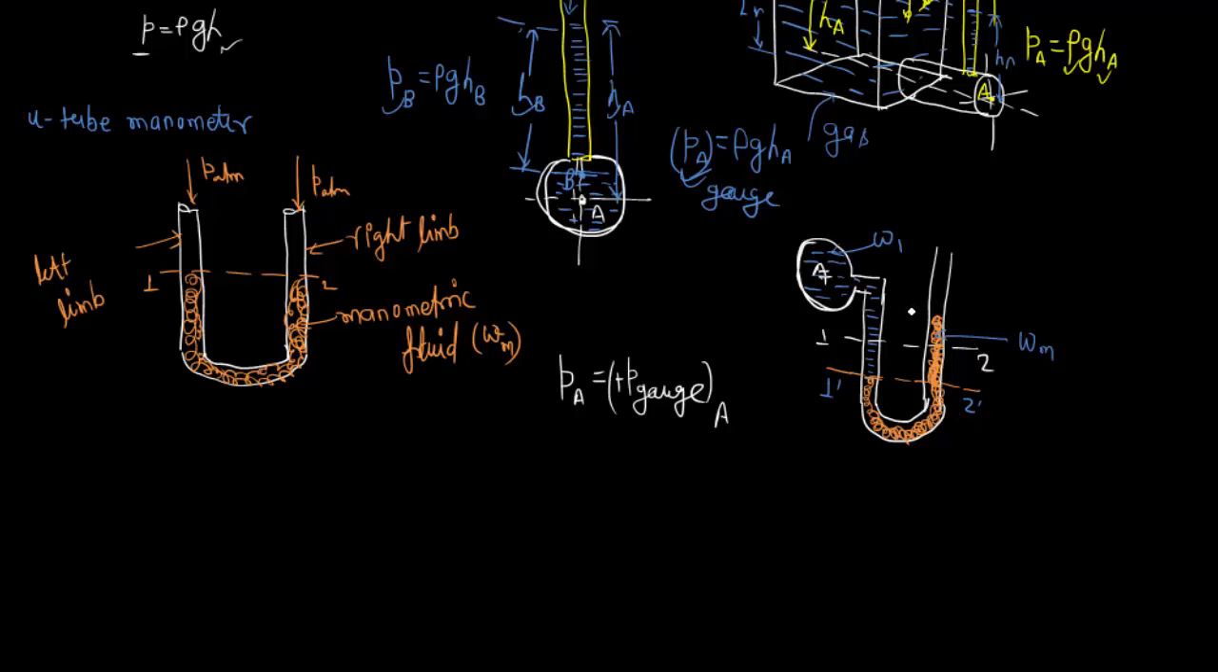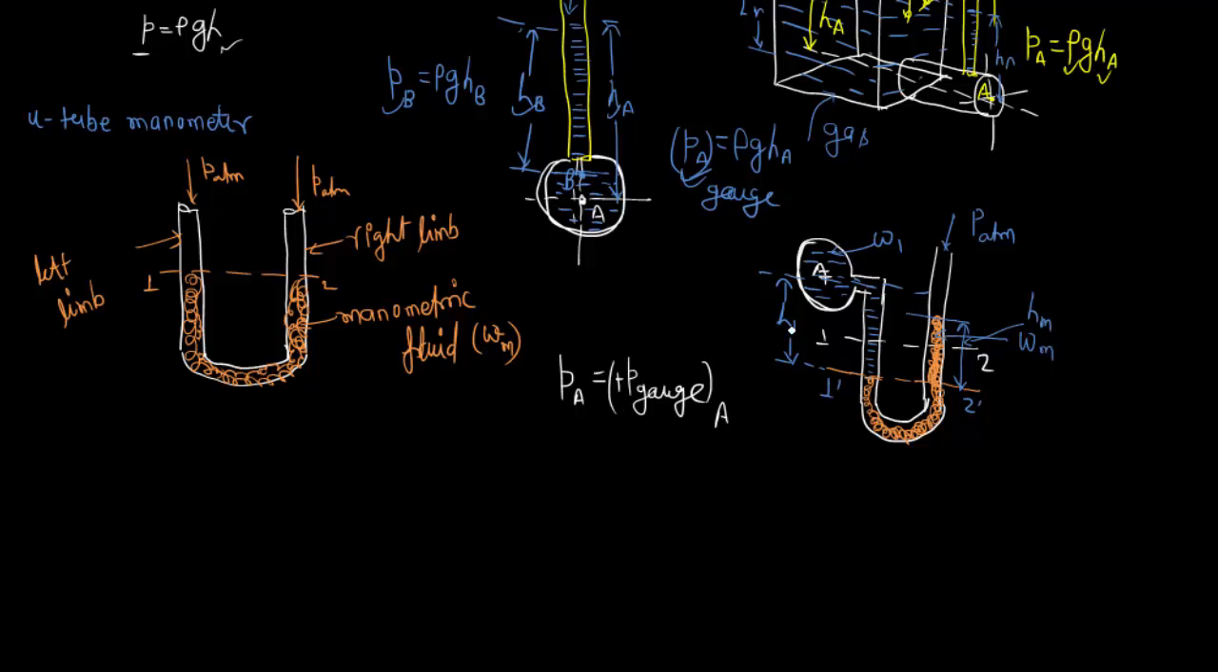Okay, now I'm saying this level difference, obviously here is the level of manometric fluid in the left limb and here is the level of manometric fluid in the right limb, and I'm saying this is HM. This is the level difference of manometric fluid. And let's suppose the fluid in the pipe or container is maintaining height H1 up to this point. Okay, and obviously here the exerted pressure is P atmospheric.